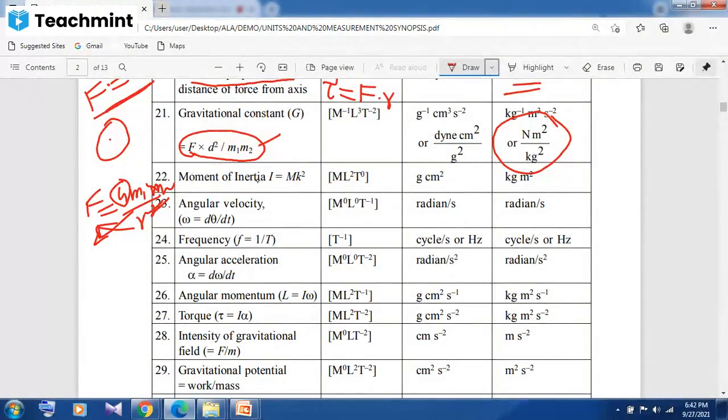Next, moment of inertia. See, you know inertia. For example, imagine you are standing inside a bus, and you are not holding anything inside the bus. Suddenly the bus driver will move the bus. That means what happens to you? You feel like you are going to fall back.